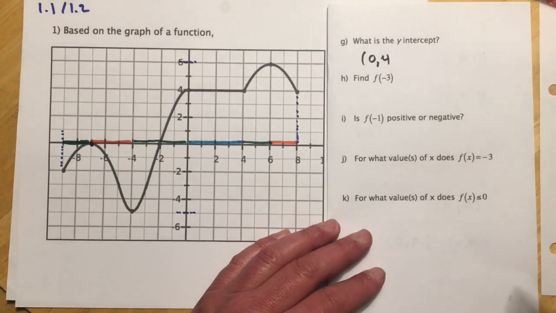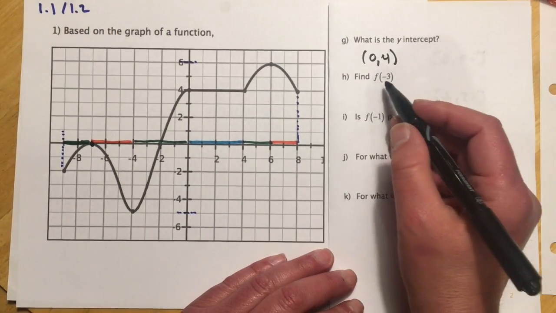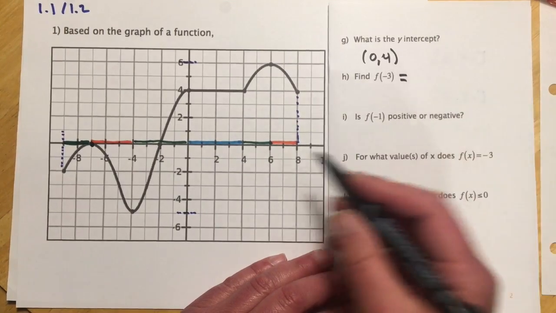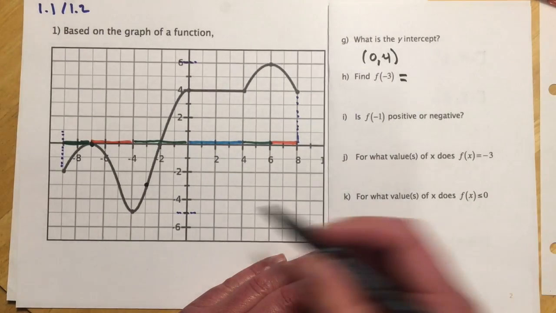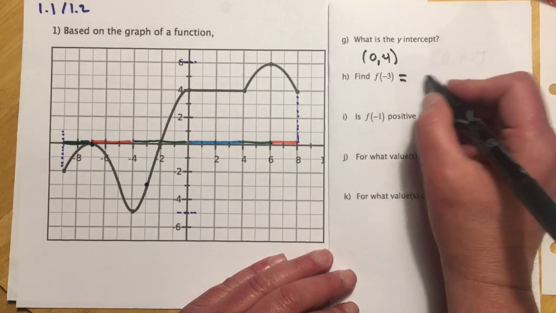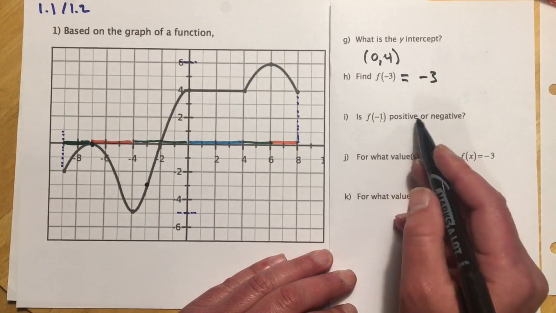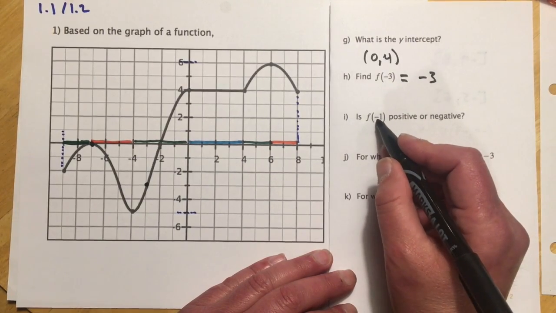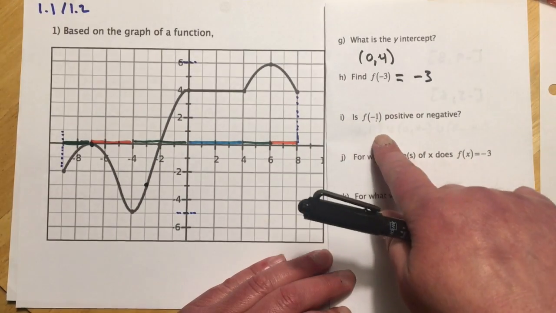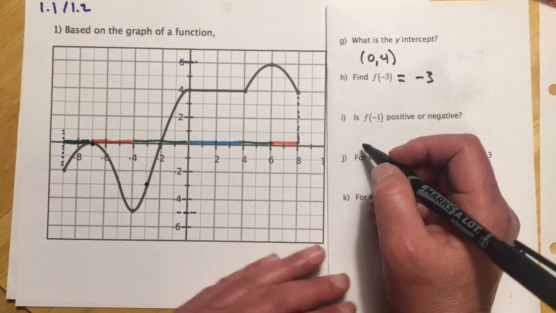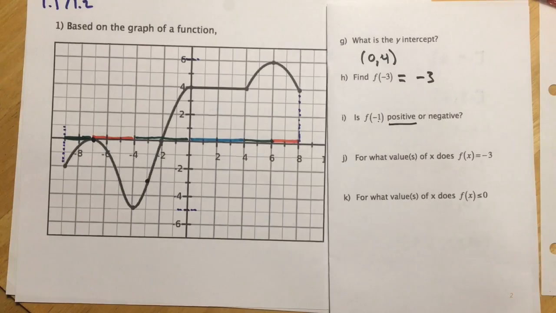Find f of -3. So now we're doing the function notation stuff. f of -3 means when x is -3, what's y? When x is -3, it looks like it would be right there, and so y would be -3. Is f of -1 positive or negative? It's not asking is -1 positive or negative, it's asking if f of -1 is positive or negative. So f of -1 is what the y would be when x is -1, and so that would be 3. So there we would say it's positive.